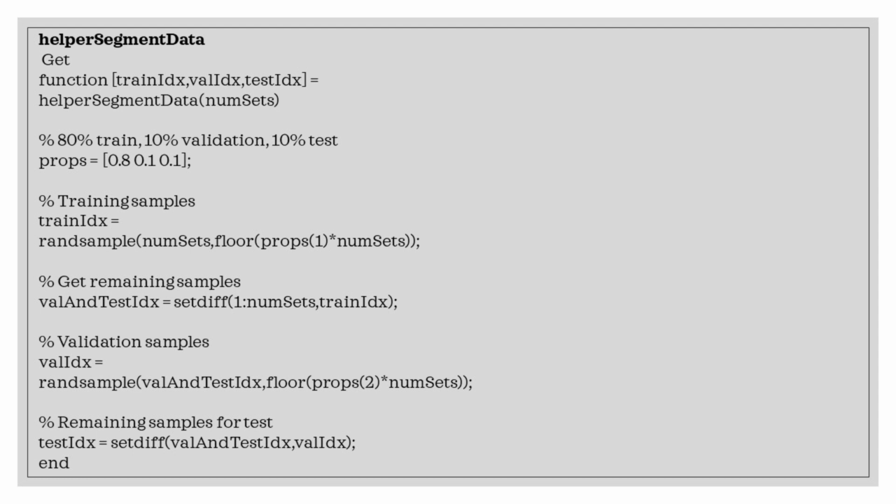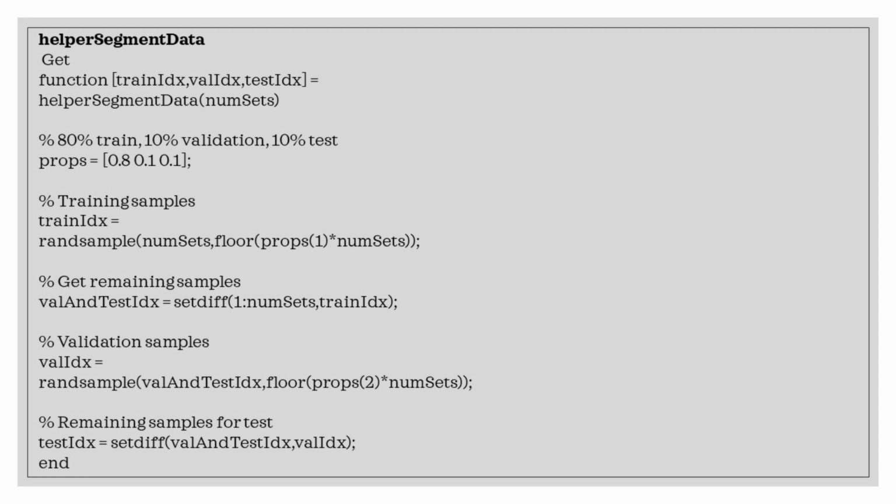Remaining samples for test. testIDX is equal to setdiff(valTestIDX, valIDX). This line identifies the remaining samples, not used for training or validation, by finding the set difference between the remaining samples and the validation indices. End comment marks the end of the function definition.